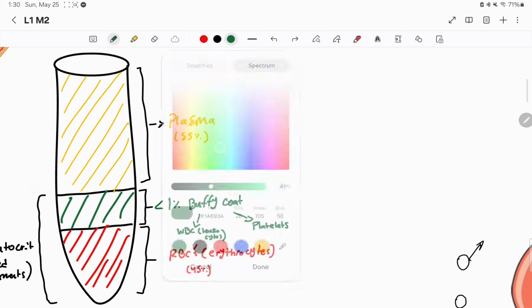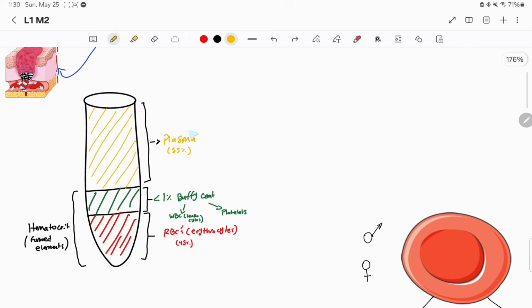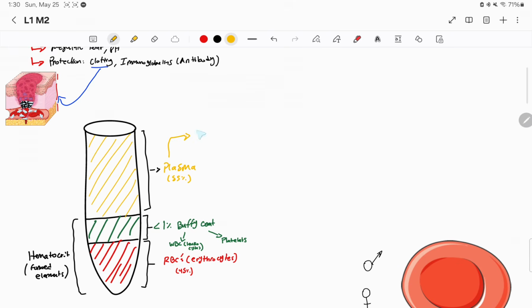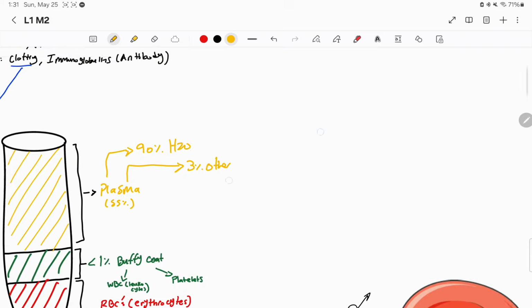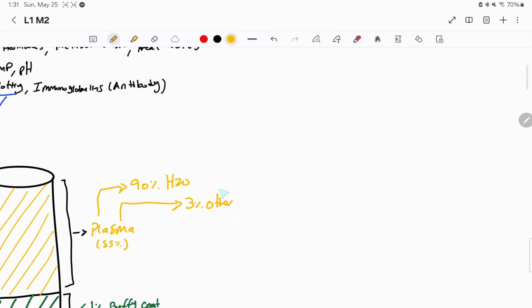Alrighty, now let's talk about the plasma. This is the biggest component, so when we get this out of the way, the rest of the video is going to be smooth sailing, I'm telling you guys. Now, like I told you, the plasma is pretty much 90% water. 90% water, okay? So this just goes to show you that your blood is pretty much a lot of water. The other bits include these things. So there's about 3% of what we classify as other. But what the hell is other? Well, other is these things.